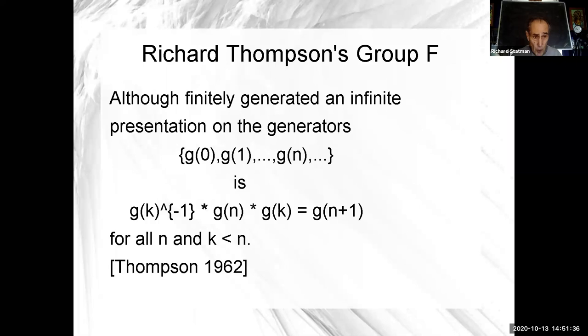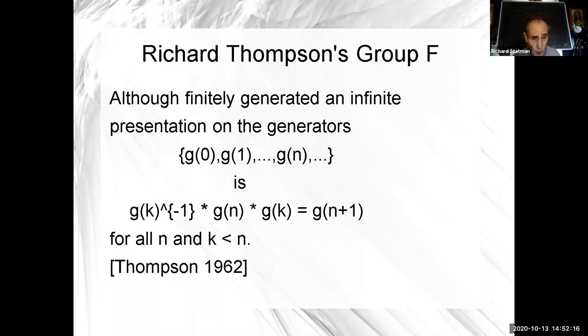At any rate, the easiest way to understand it is simply to give it as an infinitely generated group, okay, that satisfies this axiom, or this collection of axioms, which say that you get the n plus first generator by conjugating the nth generator by any of the generators k less than n. Okay, and this holds for all k less than n, and that's where the axioms come in. So it's not simply a definition of the n plus first generator. It says all of these are equal. That's Thompson's group. So that's the group F.